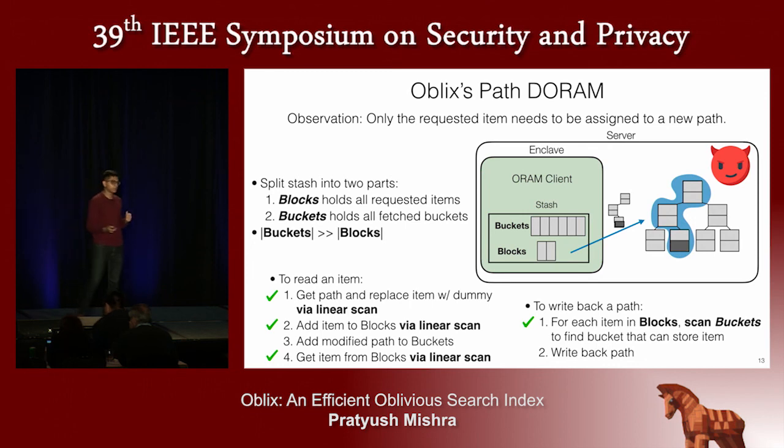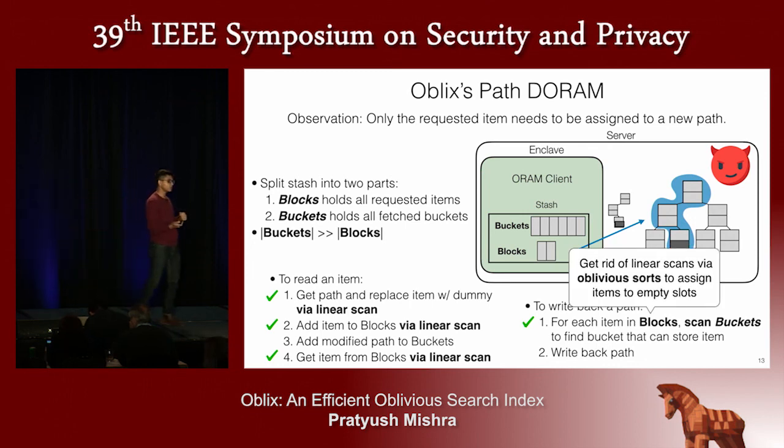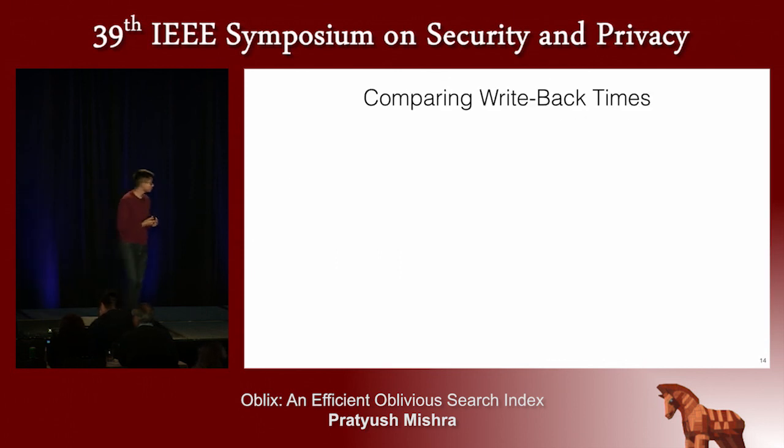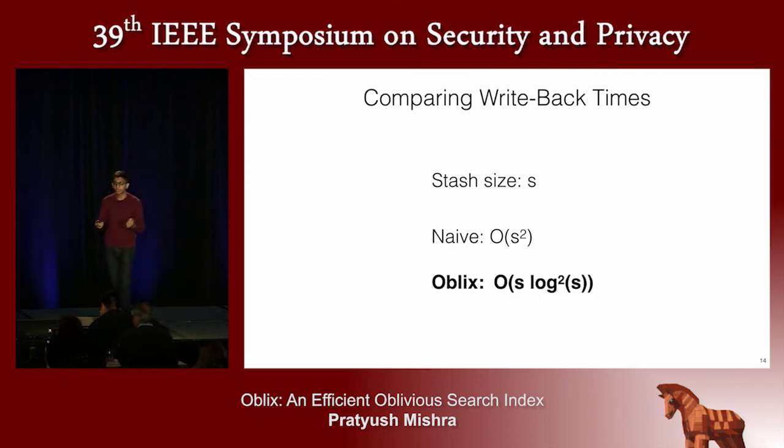But let's see if we can improve the performance more. And how we do this is by getting rid of linear scans inside writebacks. Instead, we use cleverly designed oblivious sorts, which ensure that the items in blocks go into the relevant empty slots efficiently. So let's see how this improves our runtime. If you have a stash size S, then the naive algorithm has, as I said, runtime quadratic in S, or S squared. But Oblix takes time S log squared S, which is just quasi-linear.